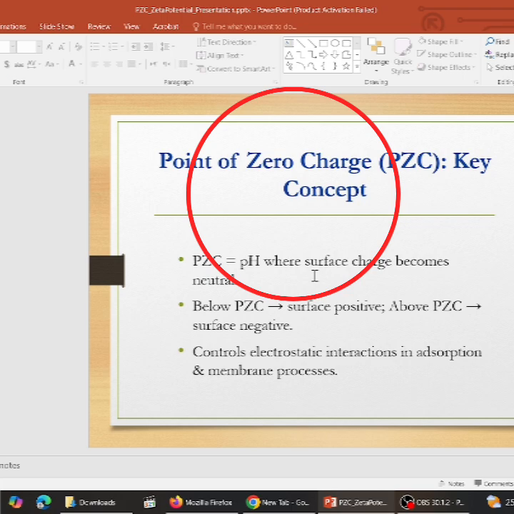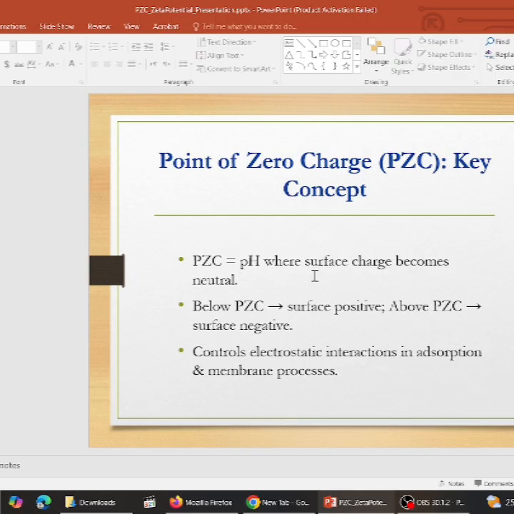The point of zero charge is one of the key features of adsorbents, or you can say membranes, that will greatly influence the percentage of adsorption, and it is different from one material to another. It is defined as the point where all the charges, so you can say the total charge of an ionic compound, must be zero, meaning that positive charges from cations equal the negative charges from anions.